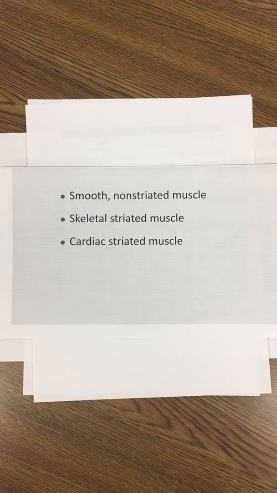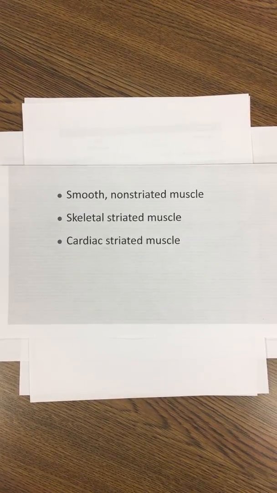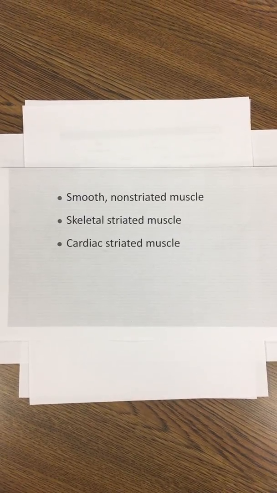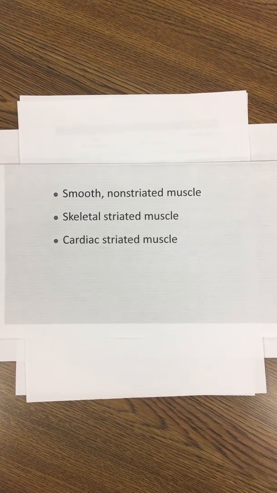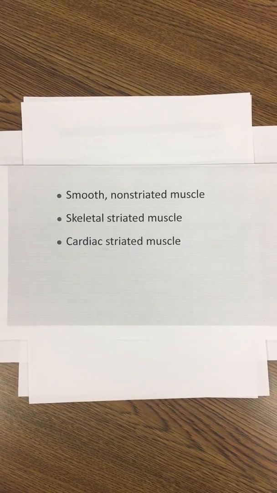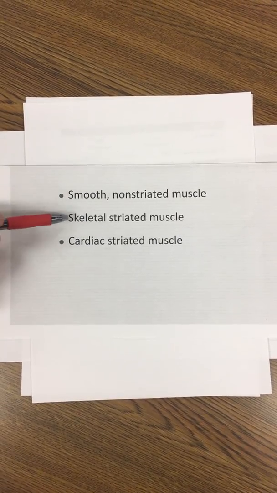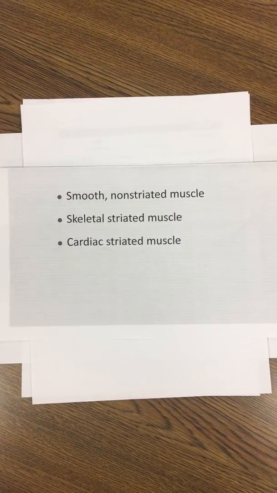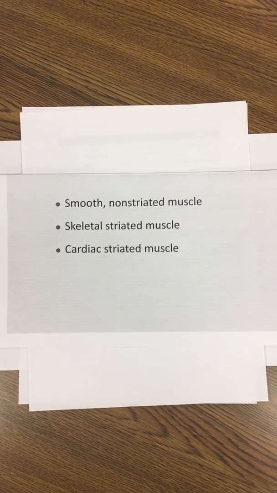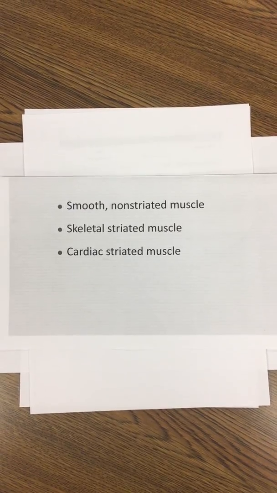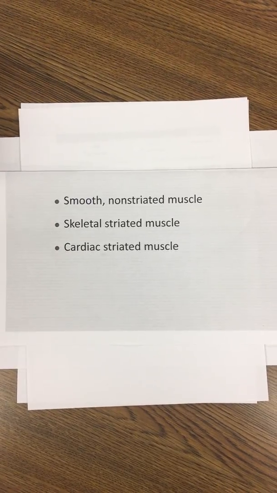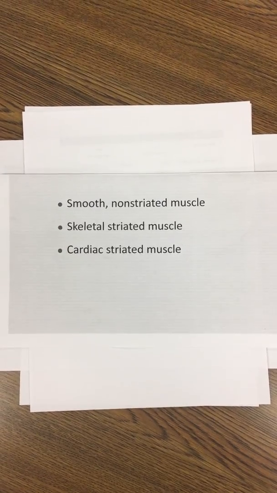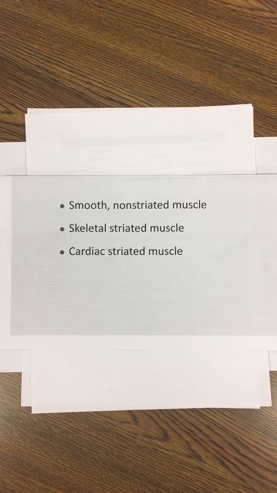Now we will talk about muscle types and muscle classifications. There are three types of muscles: smooth muscles, which are non-striated and usually found in your blood vessels; skeletal muscle, which is striated. This type is attached to your skeleton and is what allows movement of your body. And cardiac muscle is the third type and is striated as well and found only in the heart.